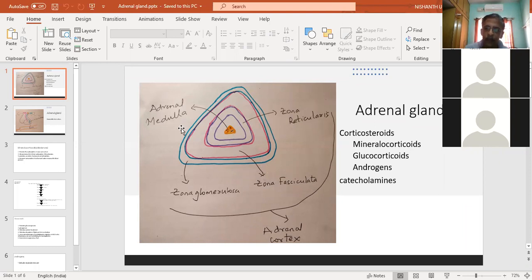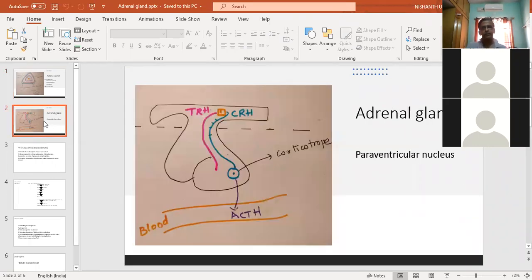Got the clarity? Now we are going to discuss only about adrenal cortex. We are not going to discuss adrenal medulla. In today's class, we are going to discuss only these three layers. Okay, so let us go forward. Now you just go through the second slide.